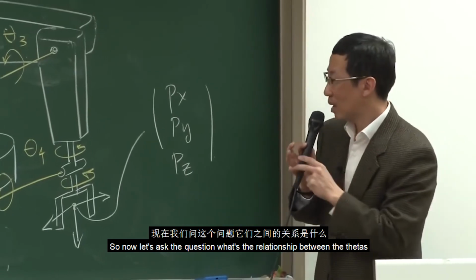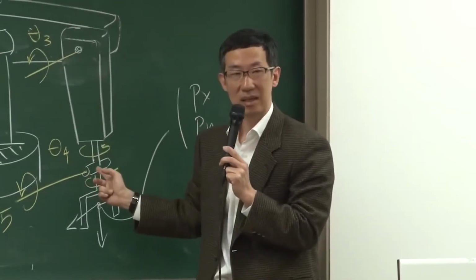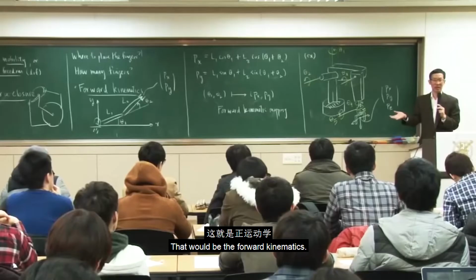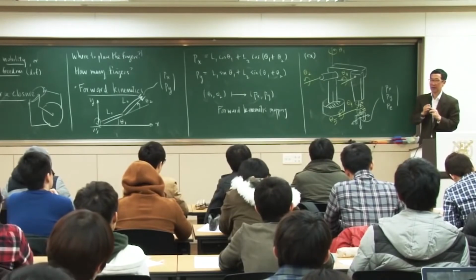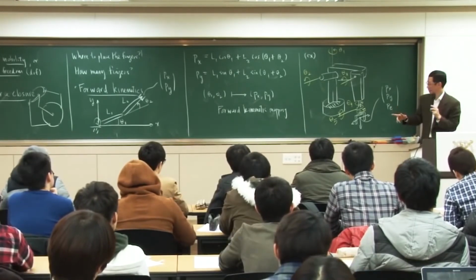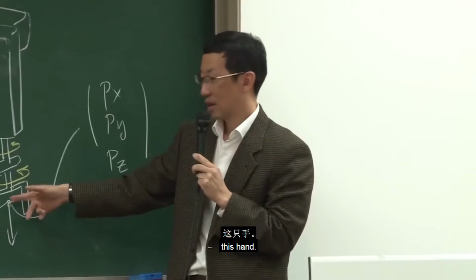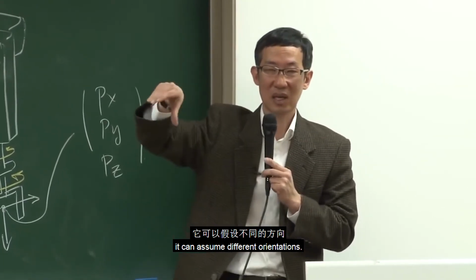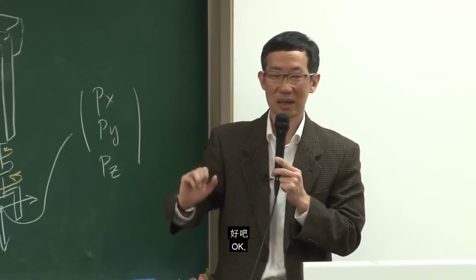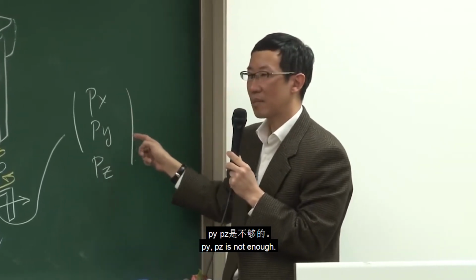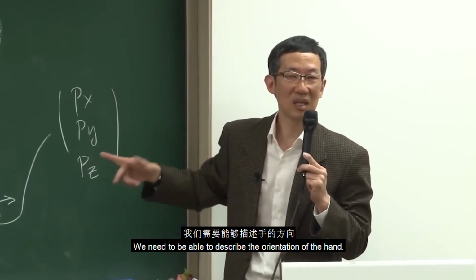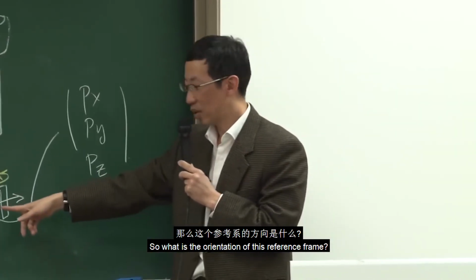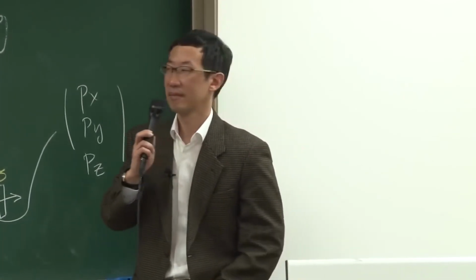So now let's ask the question, what's the relationship between the thetas and px, py, pz? That would be the forward kinematics. But wait, there's more, right? Now, this hand can be oriented this way, can be oriented this way. It can assume different orientations. So just knowing px, py, and pz is not enough. We need to be able to describe the orientation of the hand. So what is the orientation of this reference frame?